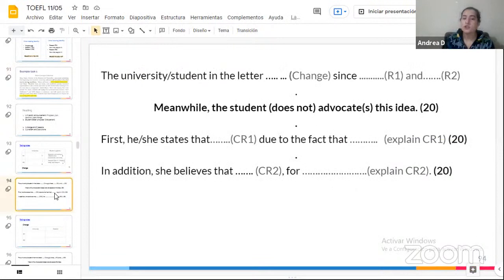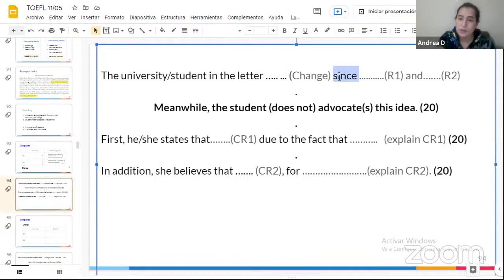So at the beginning, for your intro, you need one sentence in which you explain what the change and the reasons are. Now, you can use something like "since they want to create a more relaxed atmosphere and students to connect more." My advice, and here's one tip I'm giving you guys.